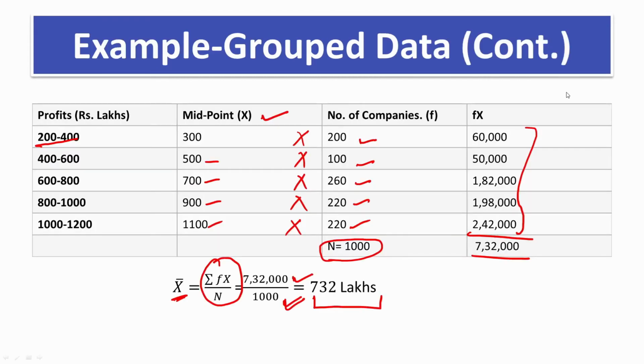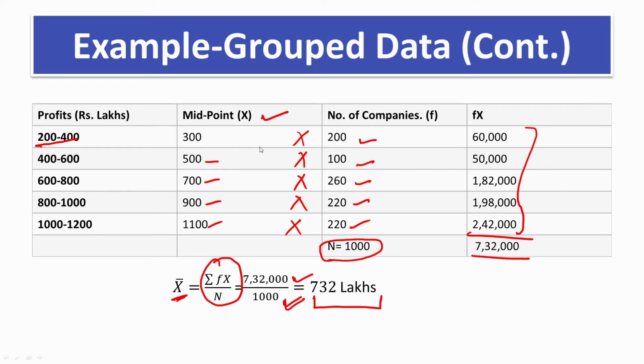Okay, so this is all about our mean. The calculation for ungrouped data is simple, but in the case of grouped data, always remember you need to calculate the midpoint first, and then multiply it with the number of companies and use this formula.